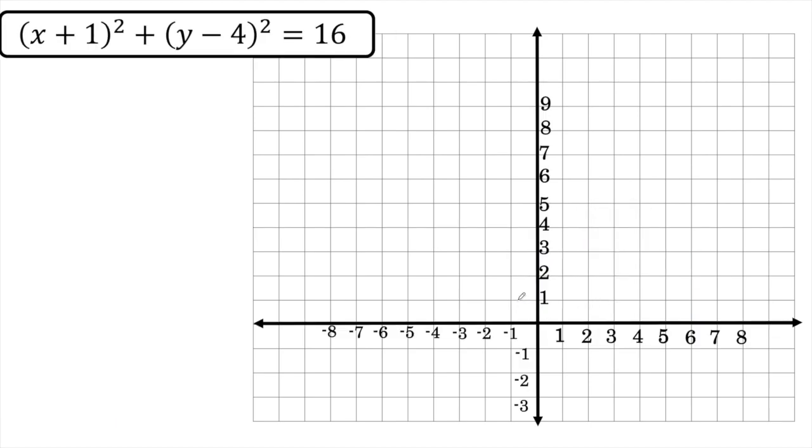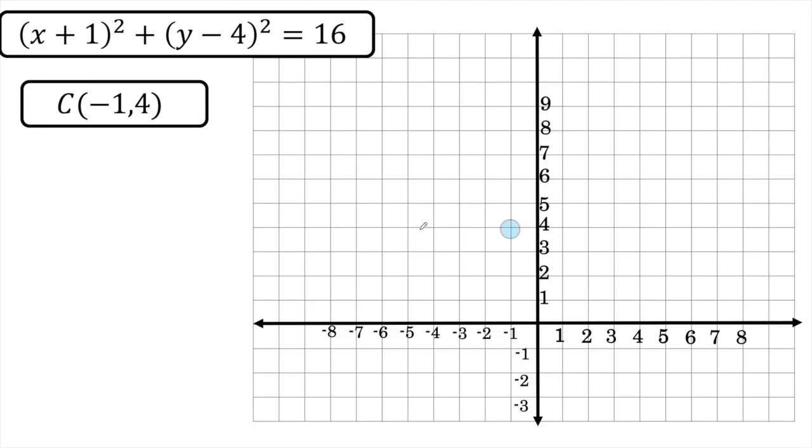Now let's try this one as well. So the first step again is to identify the center of the circle. Now knowing this one, the x-coordinate is -1, the y-coordinate is +4, so our center is at -1, 4. Now plotting this one, since our x-coordinate is negative and our y-coordinate is positive, then we can say that the center is at the 2nd quadrant. So this is negative 1 and this is 4.